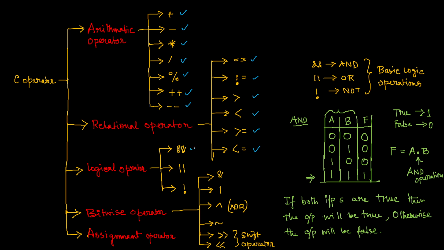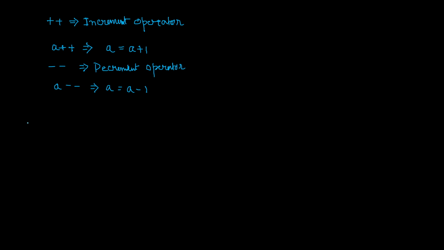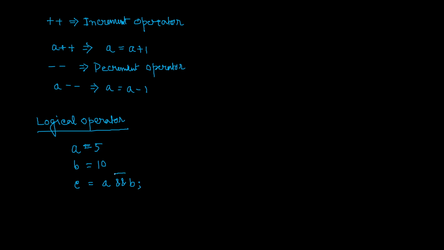These logical operators we have discussed, right? So now let's take some example of the logical operators. Suppose I have two values, a equal to 5, and b equal to 10, and if I say that c equal to a and b, what does it mean? This and means it is logical and, that is for sure.